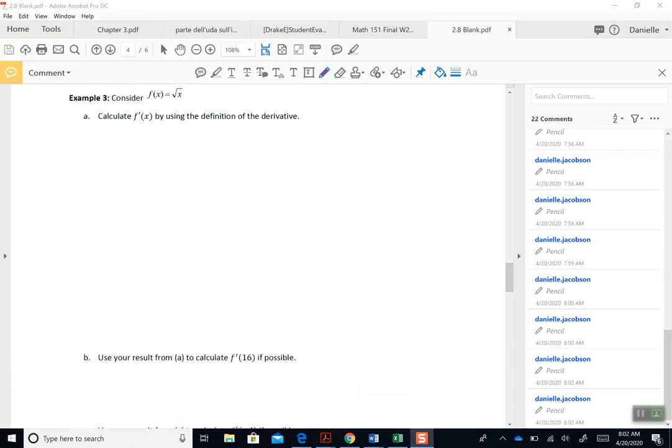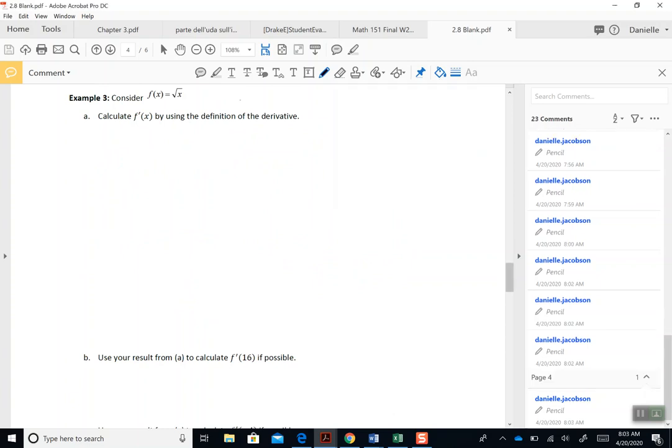Let's do one more analytical example, one more computational example, and then we'll move on to looking at this graphically. So next we have f of x equals the square root of x. We want to calculate f prime, the derivative, by using the definition of the derivative. So remember, this means that we have to use the limit as h goes to 0 of f of x plus h minus f of x, over h.